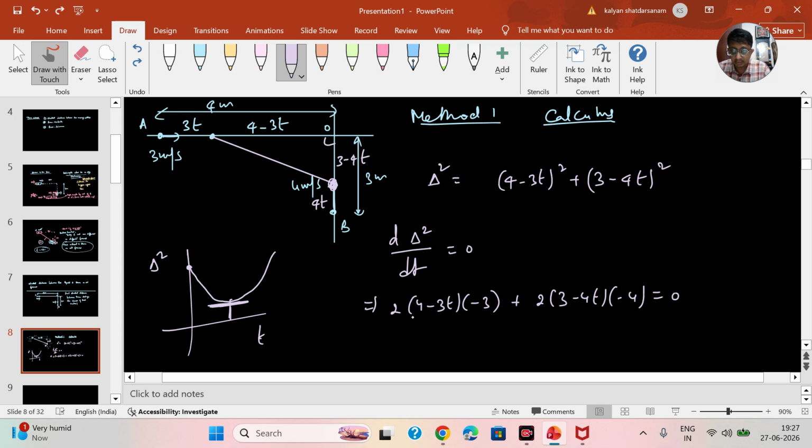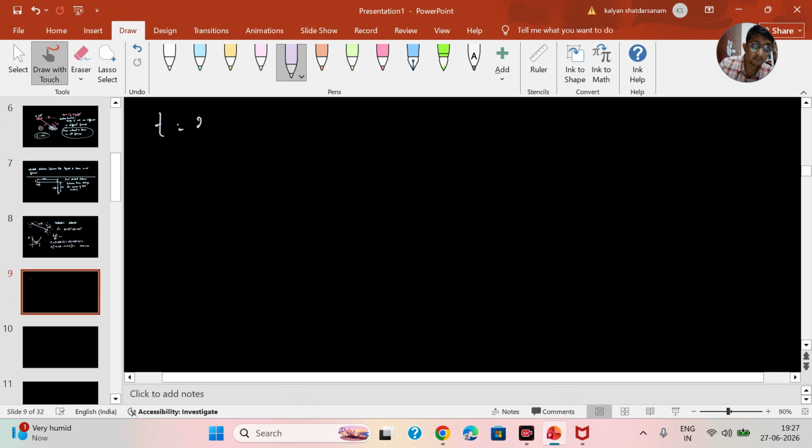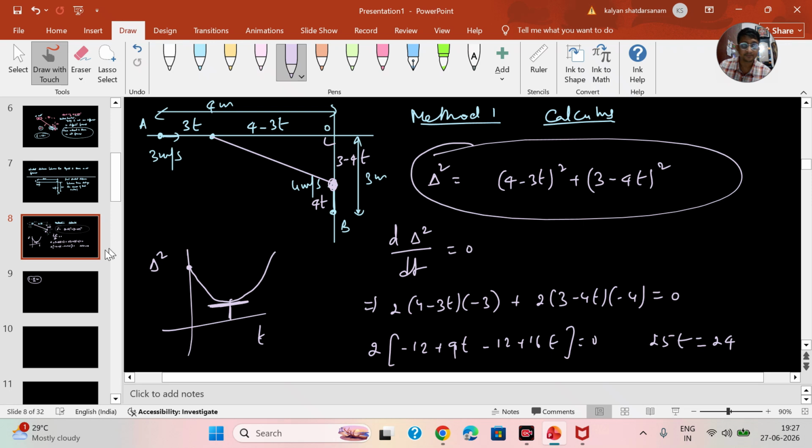So I can take 2 common. Then minus 12 plus 9t minus 12 plus 16t is going to be 0. So 25t is 24, or t is 24 by 25 seconds. So first I got the time at which the separation is minimum. If you want the separation itself, put it in this equation.